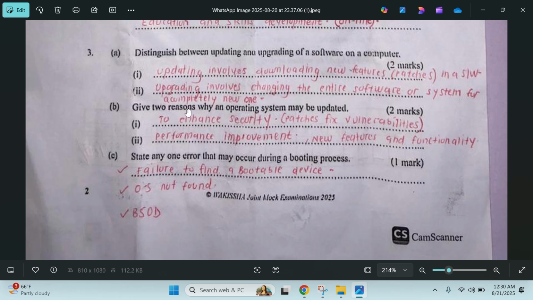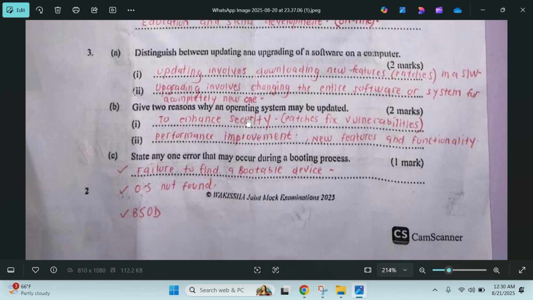And part B: give two reasons why an operating system may be updated. Why would you update an operating system? One, to enhance security. Whenever you add new patches in an operating system or in a software, it means you're going to fix vulnerabilities. When a software is outdated, chances are high that your security is not that okay. But when you make updates, it means you've boosted your security. You've fixed vulnerabilities in your software.